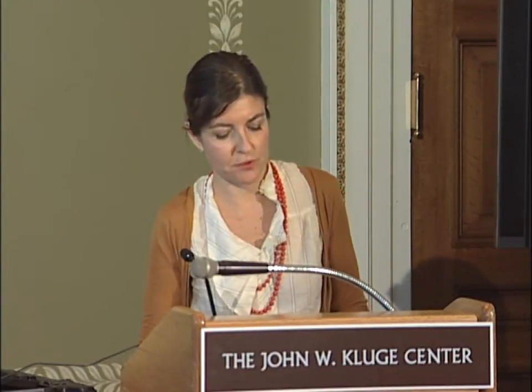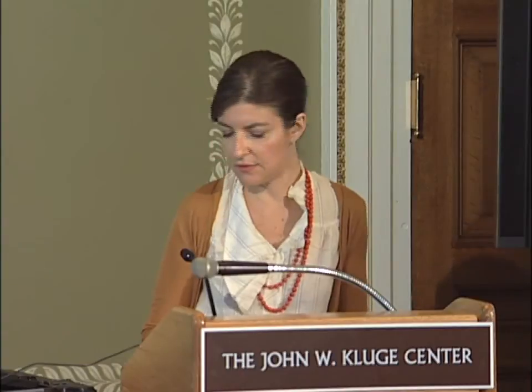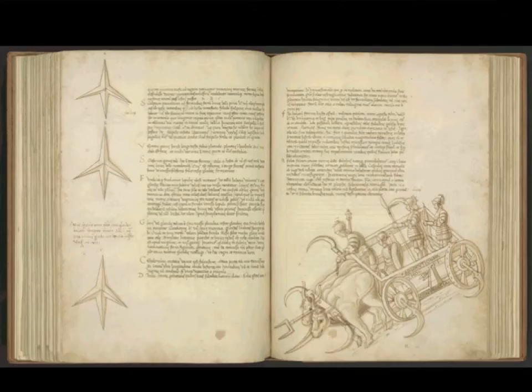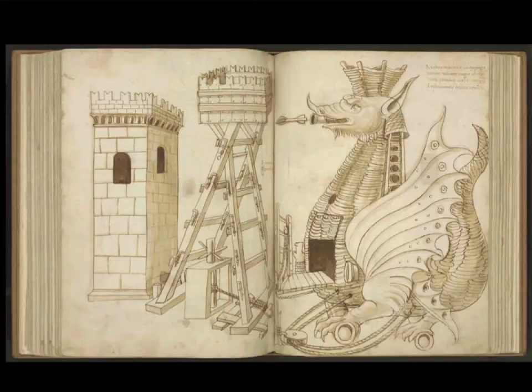The Rosenwald Collection is fortunate enough to possess 2 of them, produced in North Italy during the 3rd quarter of the 15th century. This is one. One of them, this one, this war machine.